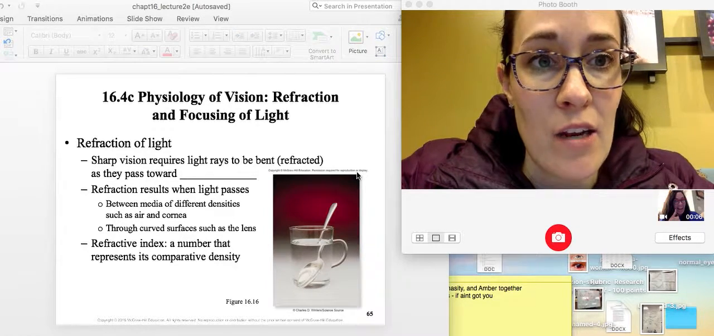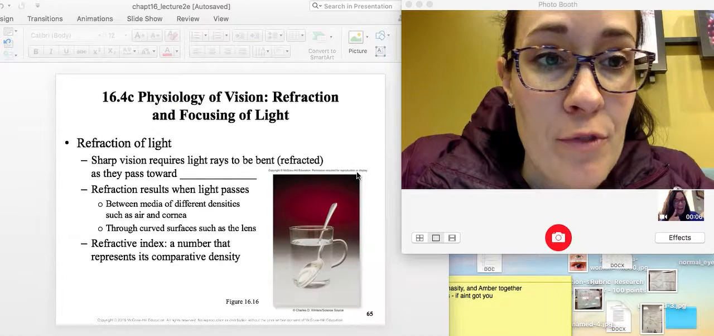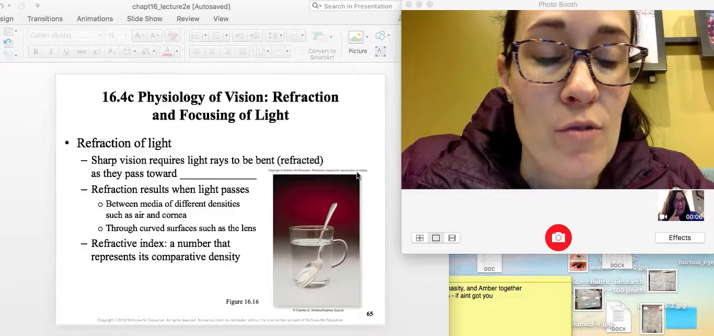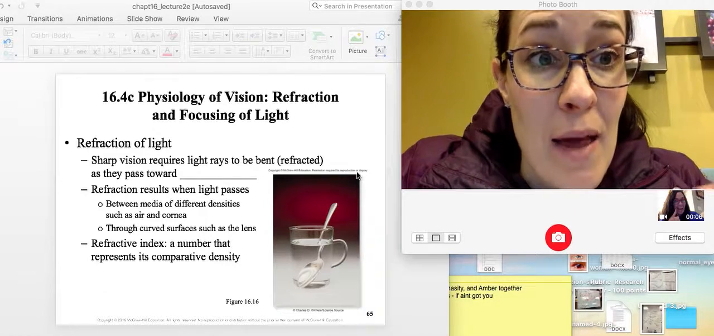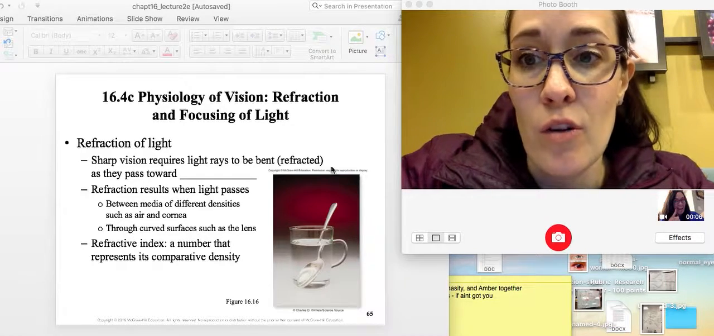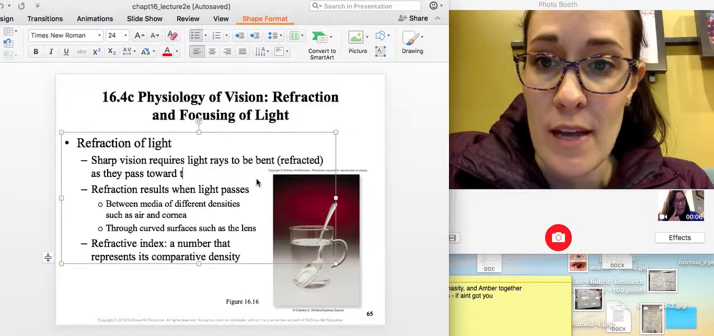As light goes through the eye, through the cornea, then the fluid at the back of the cornea, the aqueous humor, then through the lens and the vitreous humor, it's going to bend in different ways. That's called refraction. So it bends as it goes towards the retina.